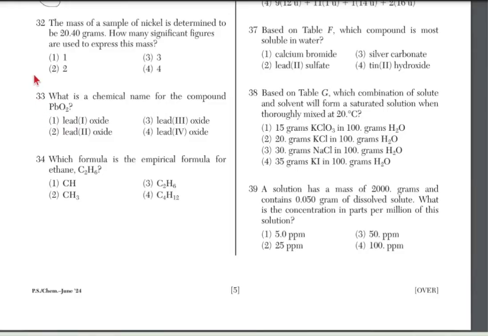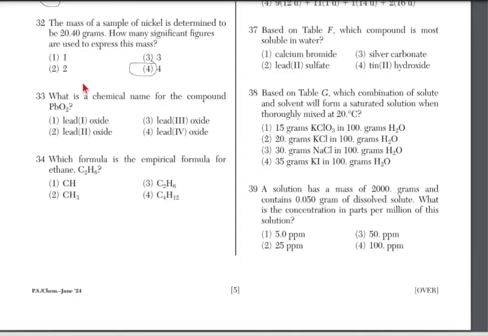The mass of a sample of nickel is determined to be 20.4 grams. How many significant figures are used to express this mass? When a decimal place is involved, like in this question, the zeros are considered significant figures, so the answer is 4. The only time the 0 will not be considered a significant figure is when it comes before the number, if the number is something like 0.5, or if it's something like 550 because there is no decimal point.